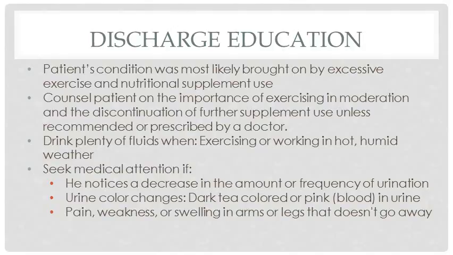If he notices any urine color changes, this can be brown or dark tea colored, or pink, can indicate blood in the urine. If, especially after exercise, he notices pain, weakness, or swelling in the arms or legs that doesn't go away, he should seek medical attention.